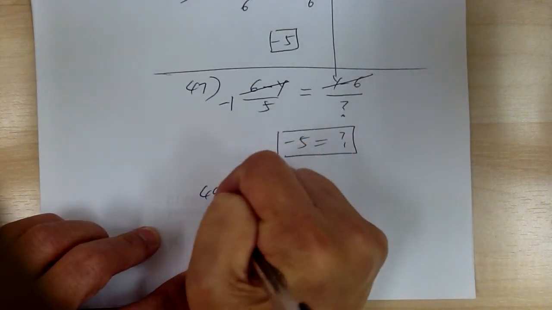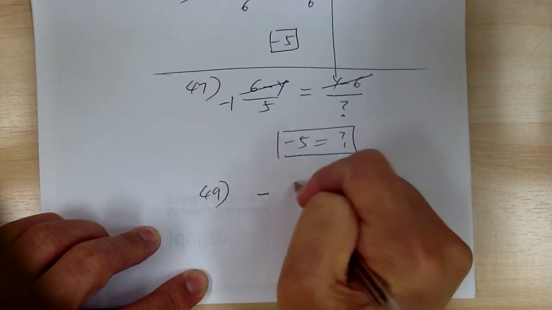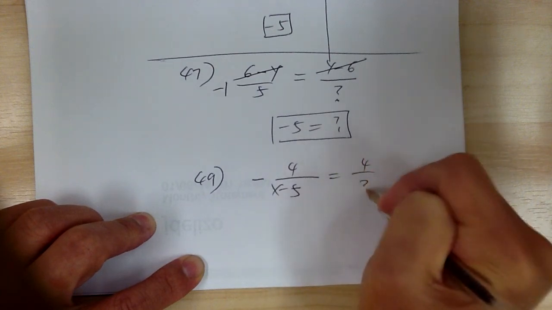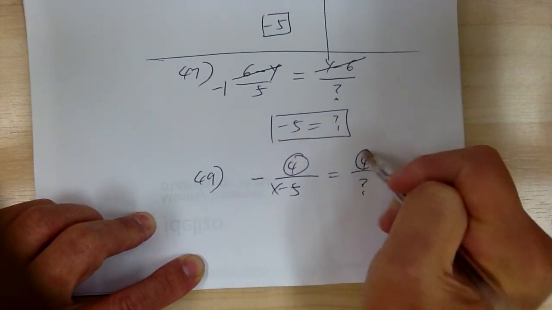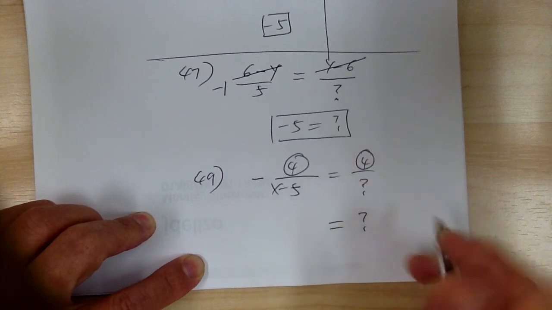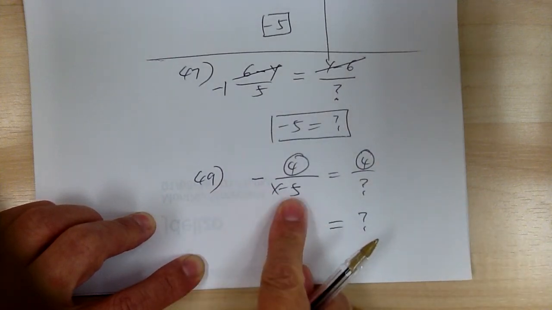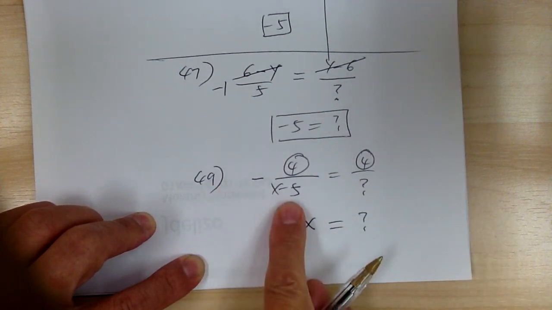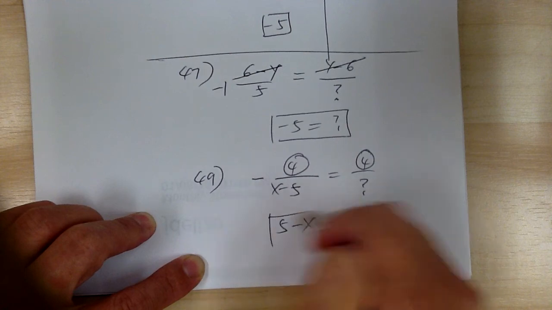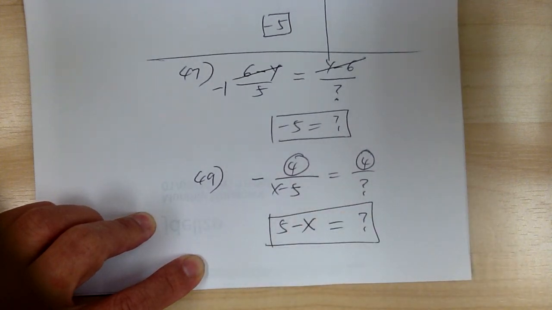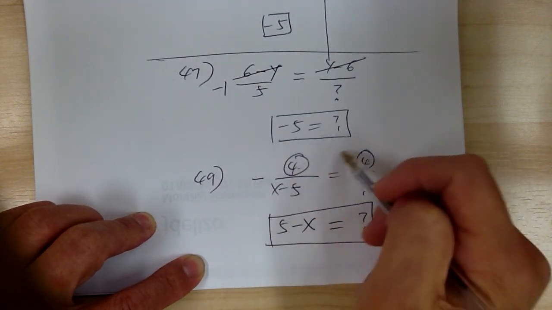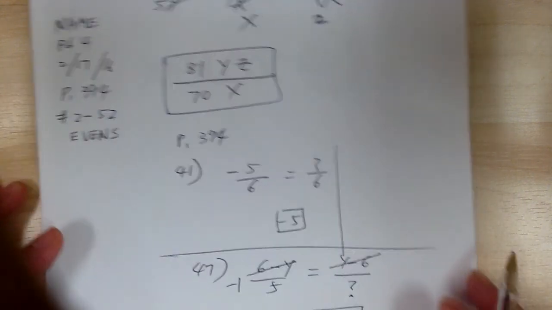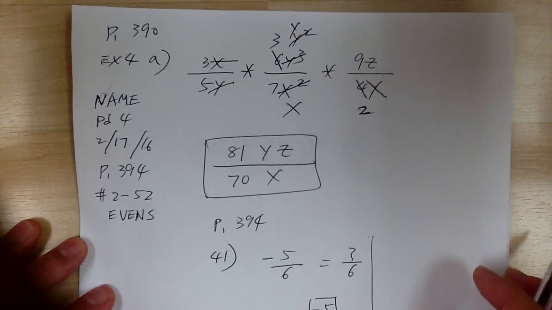Now if you go to 49, you have negative 4 over x minus 5 equal to 4 over question mark. So this matches with this already. So the question mark will equal the leftover. So the negative of that would be equal to 5 minus x. Again, negative is to switch the subtraction. And so that's your answer. So again, all you do is match, and whatever is leftover is the question mark. So just do the matching. Okay, so let's go and do some practice.